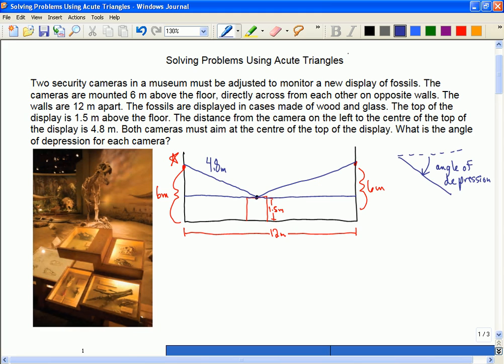Okay, hold on a sec here. Go for it. What did you say? 6 minus 1.5, and that'll be the side of the triangle. Okay, so this side here is 1.5 tall because it's the same as this display case. This whole thing is 6, so overall then it must be 4.5 meters left, right?